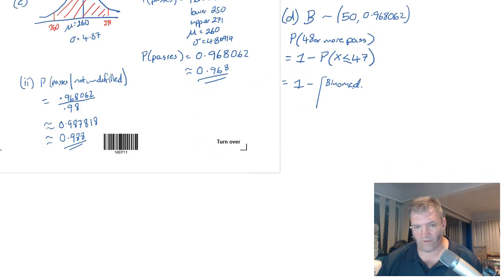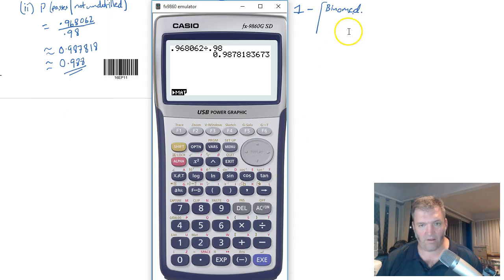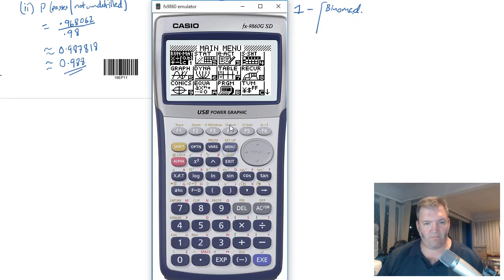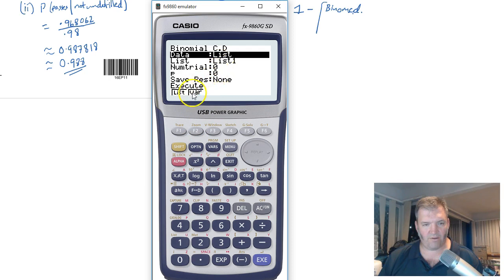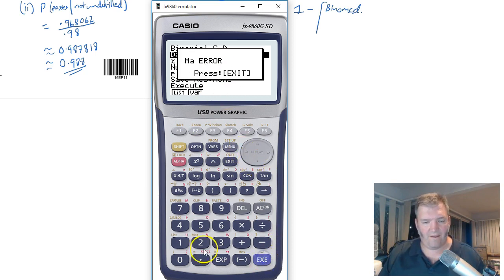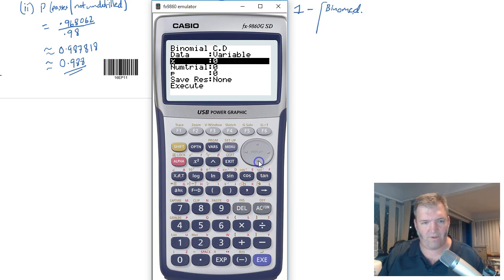Give us a bit more room there. So binomial, so we're going to menu, number 2 for stat, distribution. This is a binomial distribution. It's a cumulative distribution because we want to know up to and including. I'm going to use variable because I haven't got a list and I don't want to make a list up to 50. That would be painful. Cumulative distribution. Okay, hang on. It's variable, yeah, I haven't got to that yet.